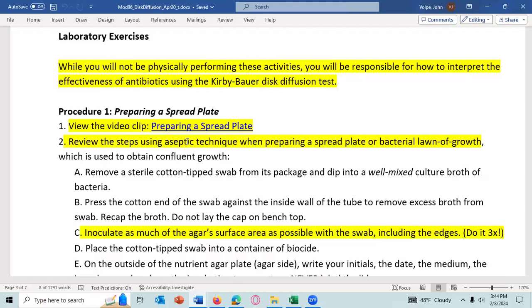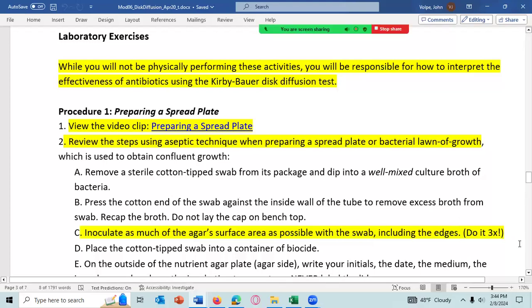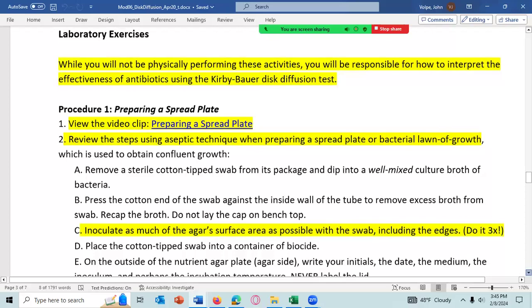So you do need to get the bacteria to grow everywhere on the plate. And then when you're all done, you take the cotton swab and you go around the edge of the plate. The reason being is that when you're doing the swab like this, occasionally you'll miss a gap near the edge. And so you take the swab and go around the edge of the plate so that you get the bacteria growing everywhere. And you do that swabbing 3 times to get the bacteria to grow everywhere.